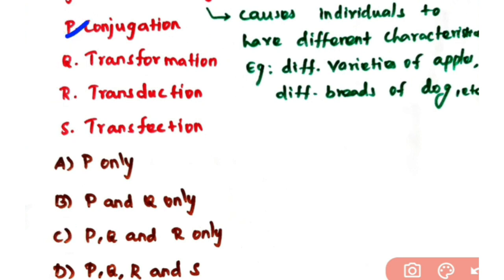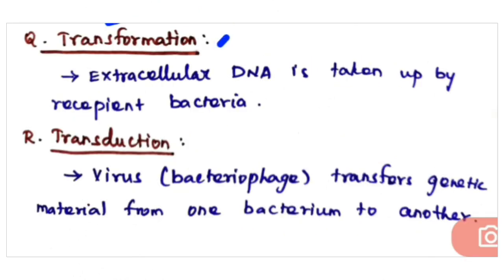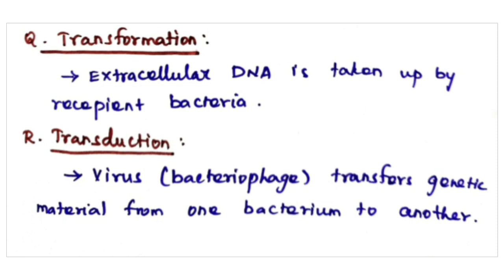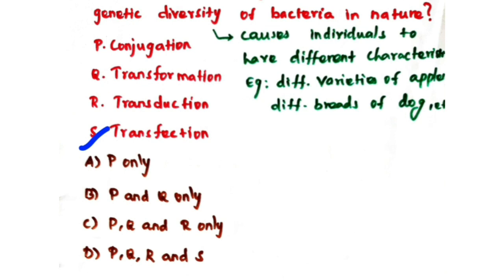Let's see what conjugation, transformation, transduction and transfection are. In conjugation, genetic material is transferred from one bacterium to another by cell-to-cell contact. In transformation, extracellular DNA is taken up by the recipient bacteria. In transduction, a virus, that is a bacteriophage, transfers genetic material from one bacterium to another. In the transfection process, foreign DNA is delivered into eukaryotic cells, so this process takes place in eukaryotes. These three other processes take place in bacteria.